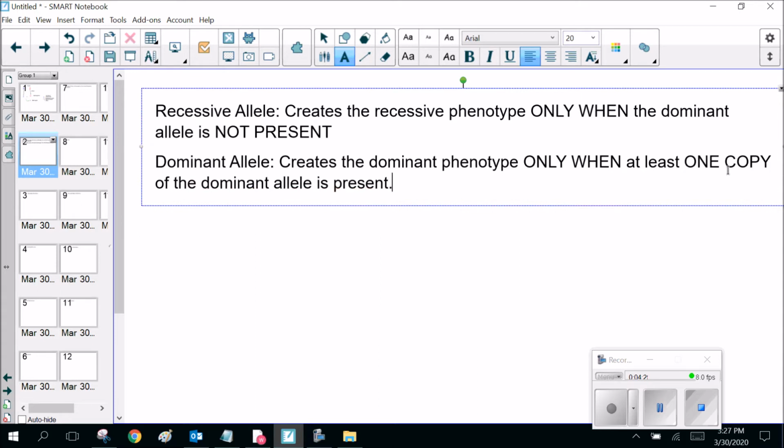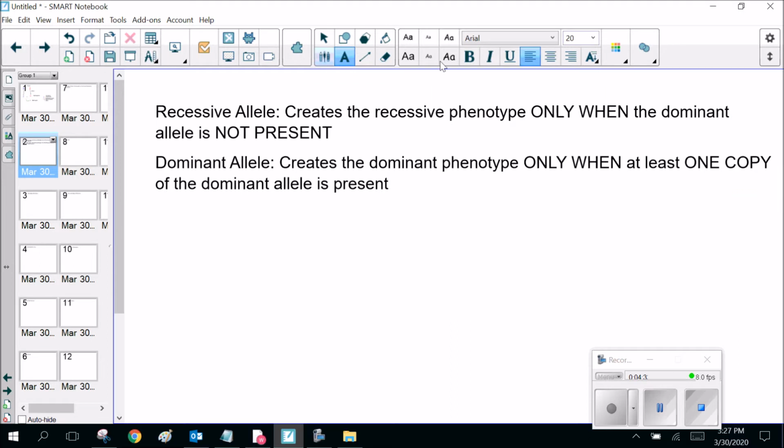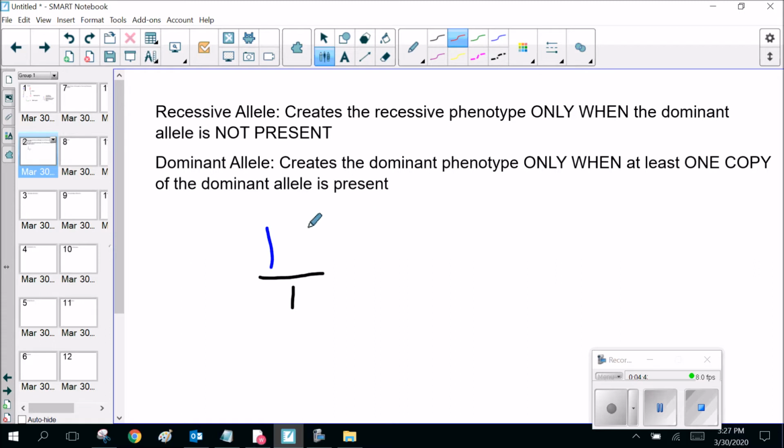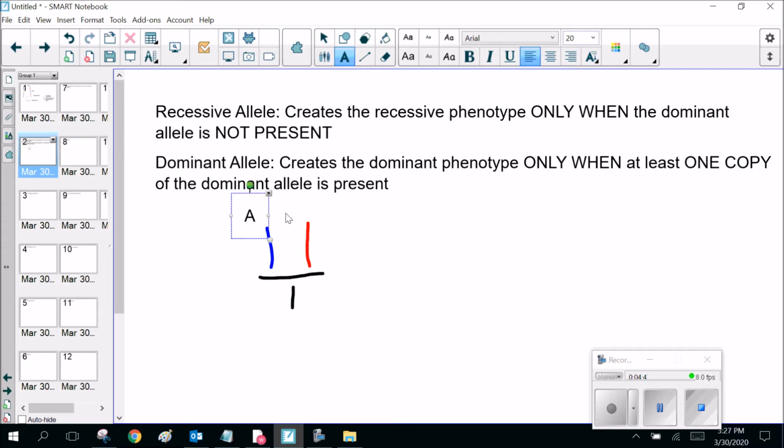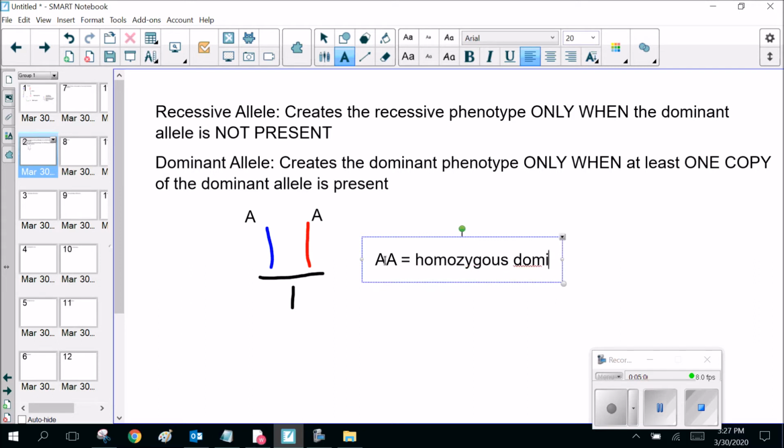To clarify that, when we were taking a look at that chromosome pair number 1, I said that we could have the condition where our dad might have the dominant allele and our mom might have the dominant allele. And remember, dominant alleles are shown by capital letters. So in this case, big A would equal the homozygous dominant condition, and this person would have the dominant trait or phenotype.